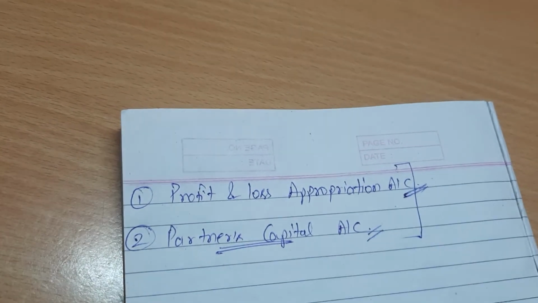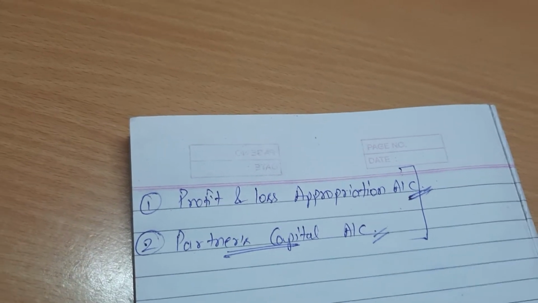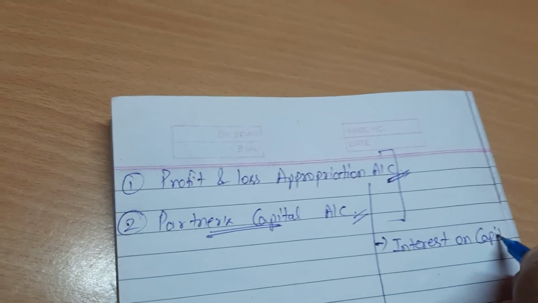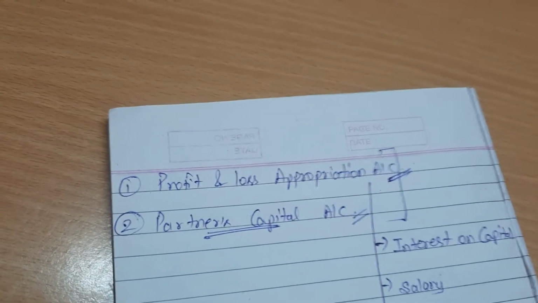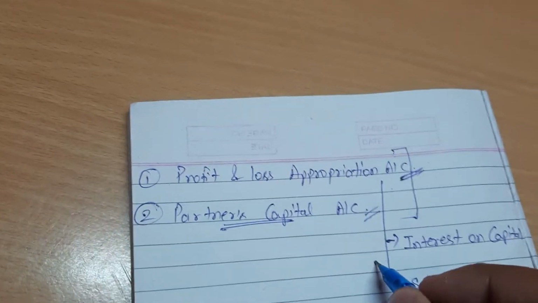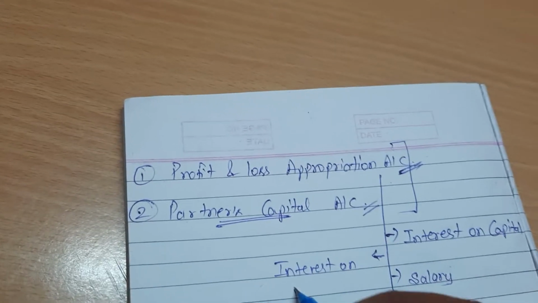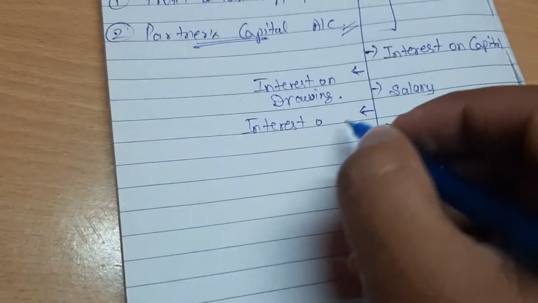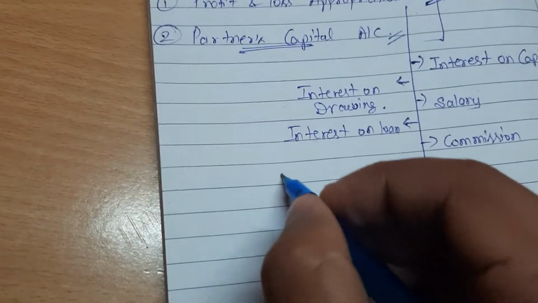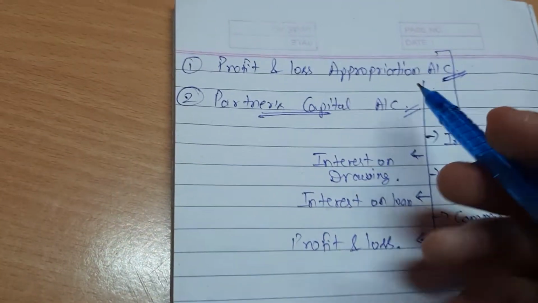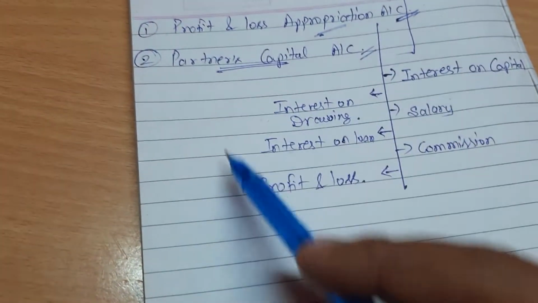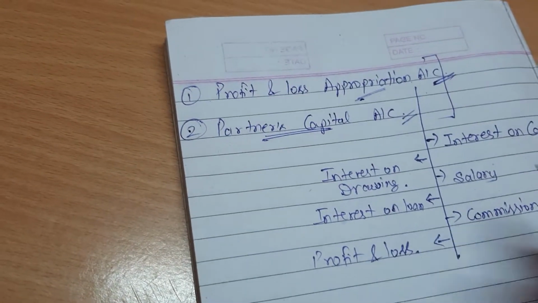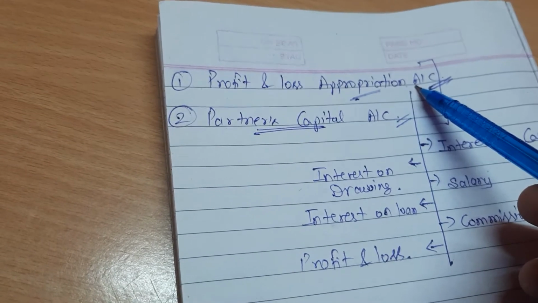But for understanding these two accounts properly, there are so many small topics which we have to cover first. So what are the topics? First, same, you should have to know the calculation of interest on capital, salary, commission, interest on drawing, interest on loan, profit and loss, etc. So before understanding this profit and loss appropriation account, first we have to understand the calculation of all these 6 points. Without knowing the calculation of these points, we can't proceed towards the profit and loss appropriation account. So first we are going to understand about these things, then we will study what is profit and loss appropriation account and further.